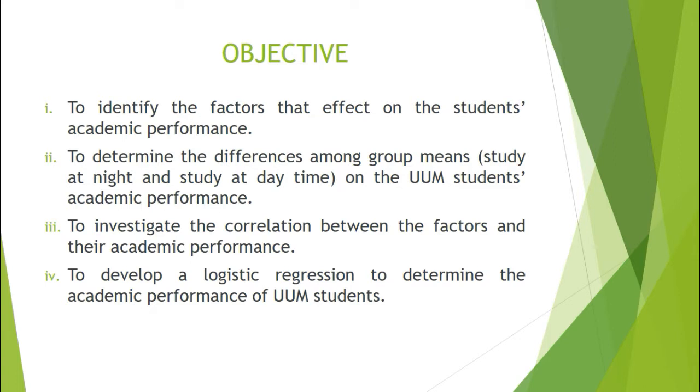Because we have 4 research questions, we will have 4 objectives to achieve in this project. The first one is to identify the factors that affect students' academic performance. The second one is to determine the differences among group means between study at night and study at daytime on UUN students' academic performance. The third one is to investigate the correlation between the factors and their academic performance. And the last one is to develop a logistic regression to determine the academic performance of UUN students.